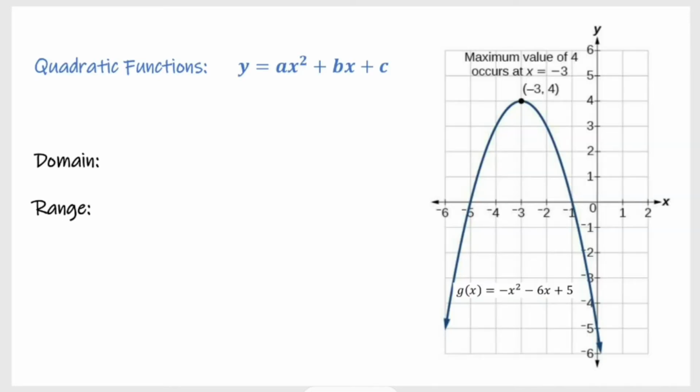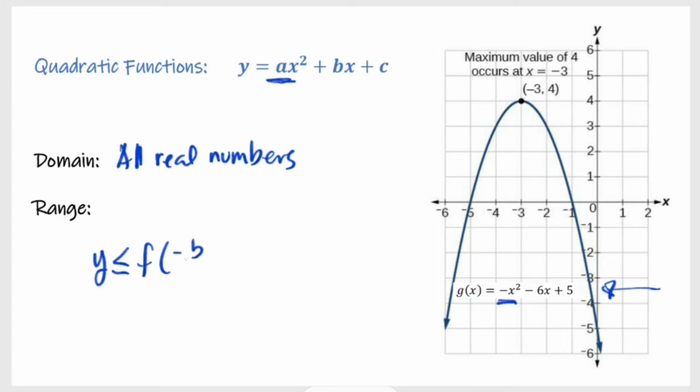Now, let's try to look at a parabola that opens downward. This happens when the leading coefficient is negative. Take a look at this example here. The leading coefficient is negative 1. That's why the graph opens downward. The domain is still all real numbers, but for the range, we will use the formula y is less than or equal to f of negative b over 2a.